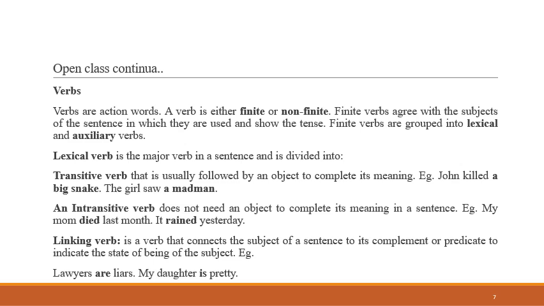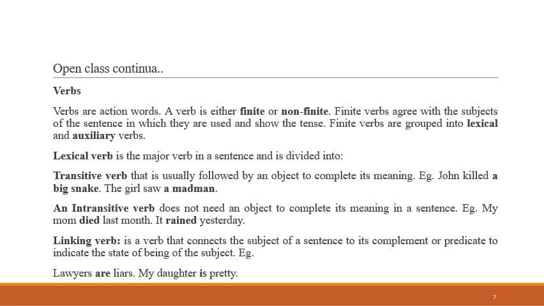Unlike a transitive verb, an intransitive verb doesn't need any object to complete its meaning in a sentence. It rained yesterday. Instead of an object, it may need an adverbial. An adverbial is an adverb indicating location, time, or manner of when the action took place. It rained yesterday. It rained in Kano. In Kano here is what? It's an adverbial because it is a combination of a preposition and a noun, called a prepositional phrase.